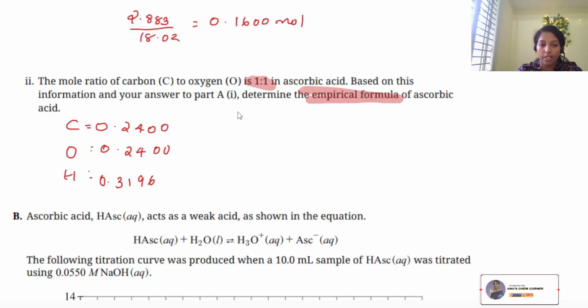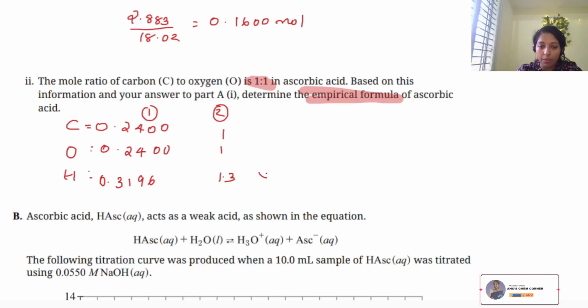Then what to do? We need the relative ratio. So n divided by the smallest number, isn't it? First, we are converting the grams to the number of moles. Okay, and then the number of moles divided by the smallest number of moles. So here 0.24 is the smallest one. So 1, and when you divide the hydrogen, you will get 1.3. So 1.3, you don't have the permission to round it like 1. That is wrong. So what to do?